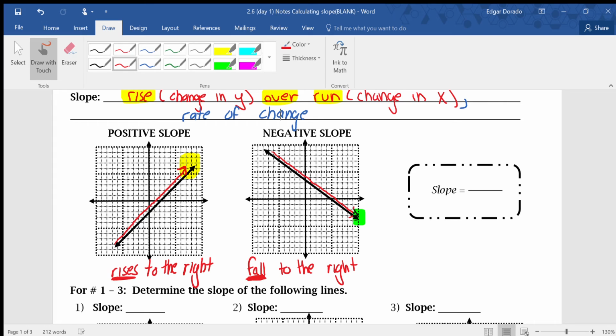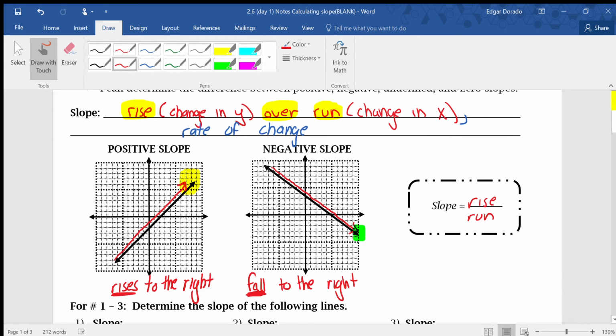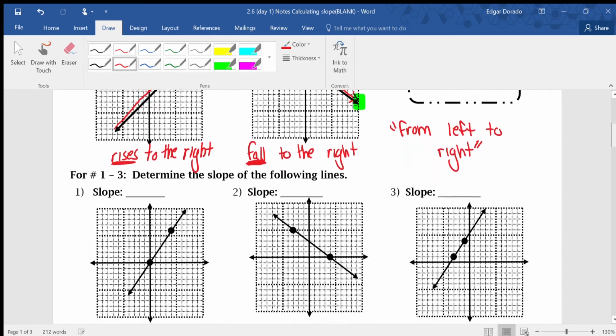Just like we said above in our definition, the slope is the rise over the run. Also, something to always remember is that you're always looking at these graphs as they come from left to right. Always from left to right. That's how you can determine your slope. Let's go ahead and look at a few problems here.